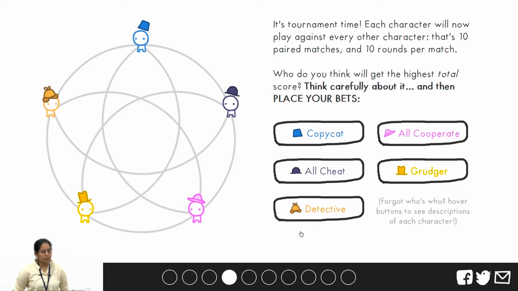So for example, when always cheat plays with always cooperate, what happens? For 10 rounds, what is their balance sheet? Minus 10 and 30, right? Because always cooperate cooperates in every round and she never gets anything back because she's always being cheated. So her balance is minus 10 and the player that is always cheating is always getting 3 coins without spending anything. So that's a plus 30.